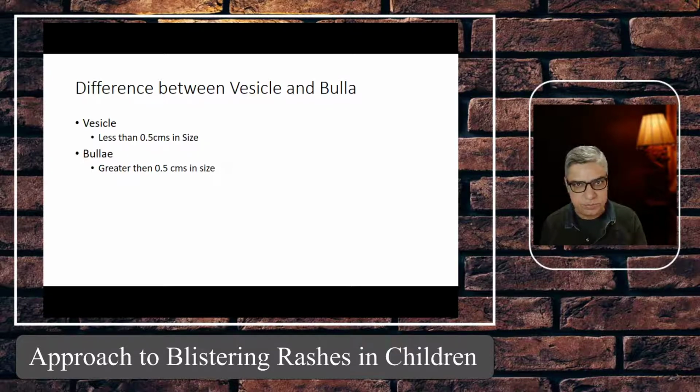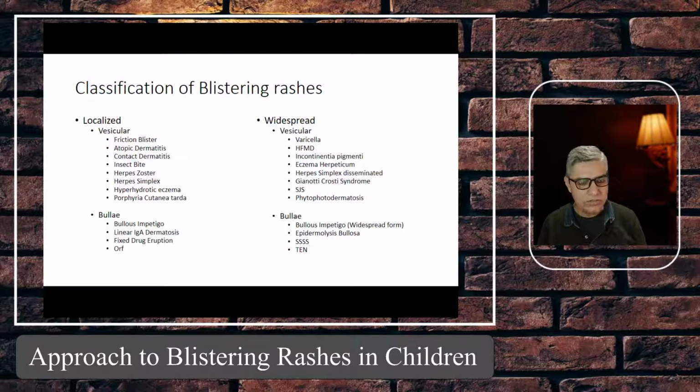Whether it's vesicles or bullae, sometimes you can get a combination of vesicles and bullae, but remember, if bullae are present, then obviously the rash should be classified as a bullous rash. But if they are all small lesions less than 0.5 centimeter, then you will call it a vesicular rash. So if they are confined to one particular part of the body, we call them localized. If they are widespread, then we call it a widespread vesicular or bullous rash. So the classification, as I told you, is based on whether they are localized or widespread.